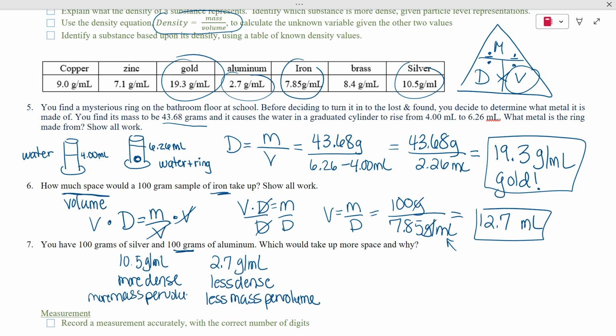So to get 100 grams of silver, you need a smaller sample size than you would aluminum. So I need more aluminum, so my aluminum would take up more space. Okay, if you want a mathematical reasoning, we're trying to compare the volume.